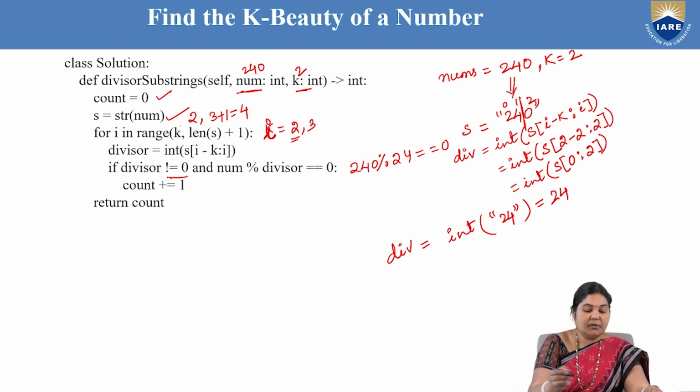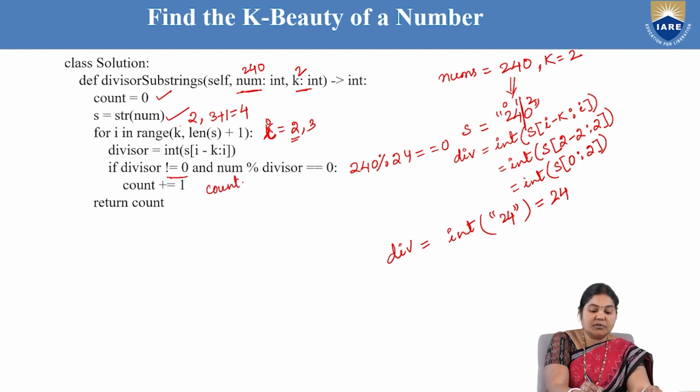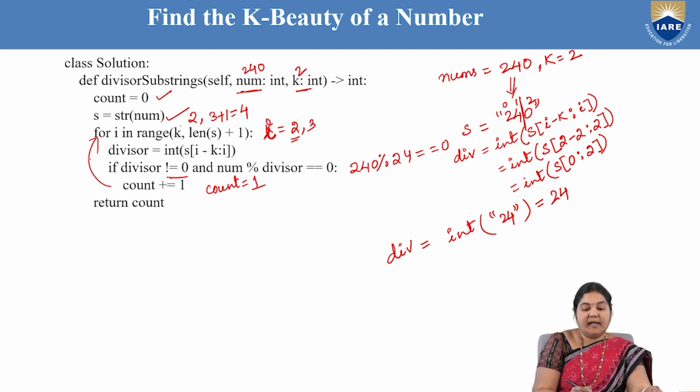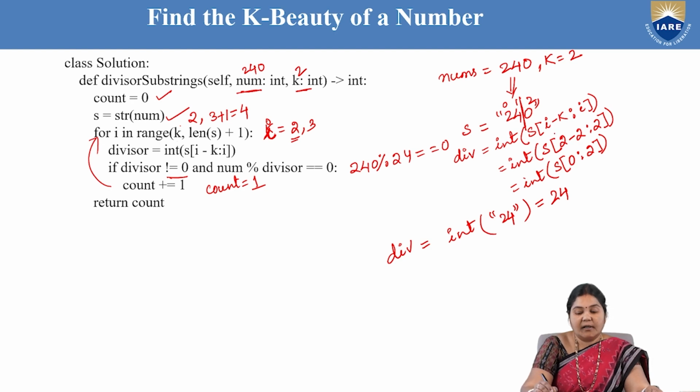Yes, it is divisible. So we'll do count plus plus, and my count value becomes 1. Second time, I value is equal to 3. Again you do I minus k to I, so it is 3 minus 2 up to 3. 3 minus 2 is 1, so my slice will be 1 to 3.